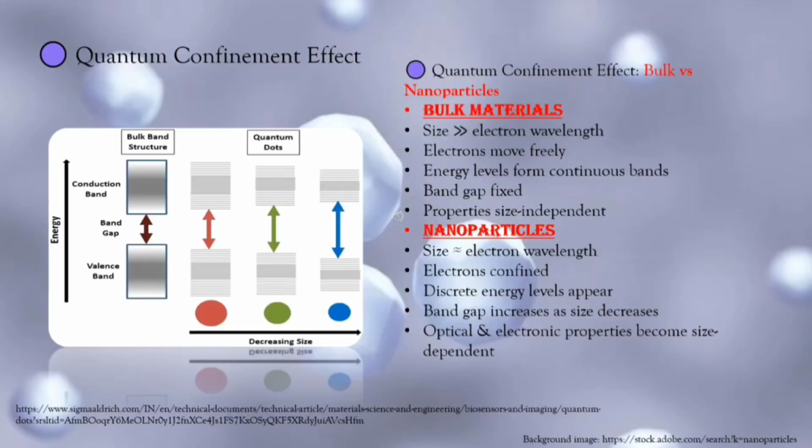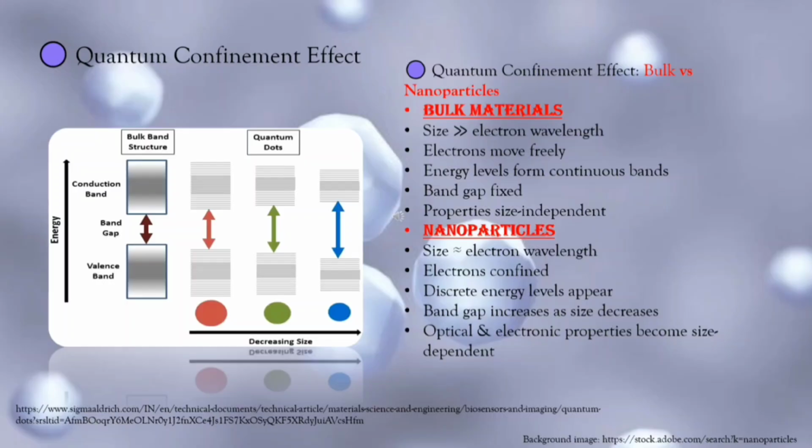Quantum confinement is the other big reason that nanoparticles behave so differently from bulk materials. Let's see what the quantum confinement effect is. Quantum confinement occurs when the size of a material becomes comparable to the wavelength of its electrons. In bulk materials, electrons move freely and energy levels form almost continuous bands.